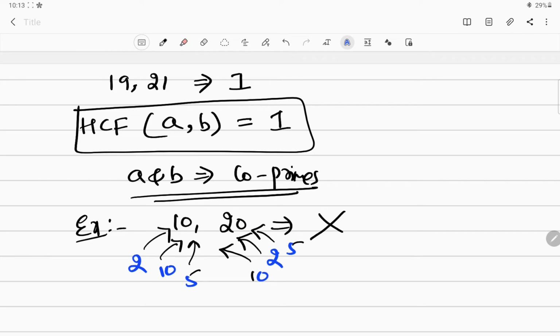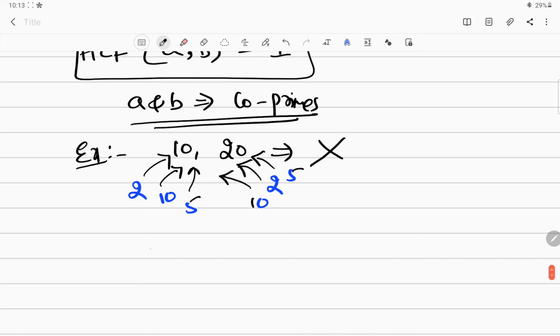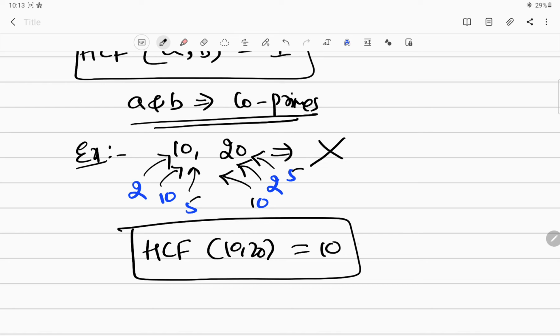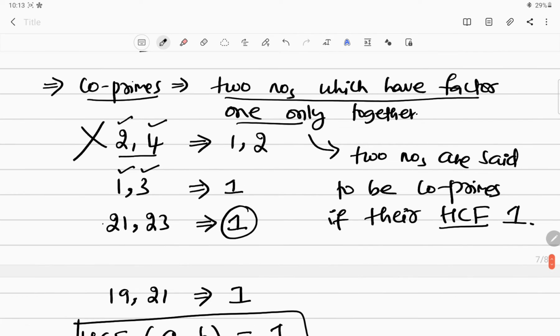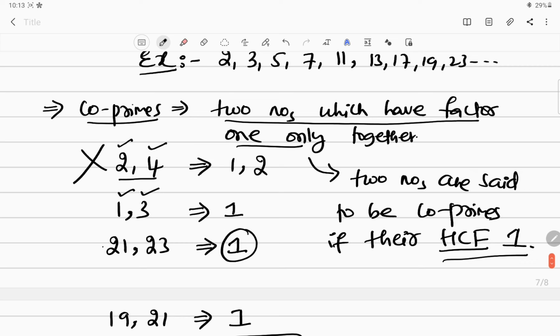What is the highest common factor of 10 and 20? The answer is going to be 10. How to find this, I have explained with the help of the prime factorization method in the previous video, how to find the HCF. So 10 is the answer. If I want to call two numbers coprime, the HCF should be 1. That is the meaning of coprimes.